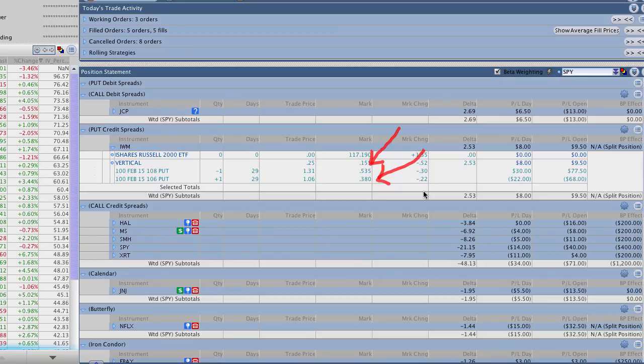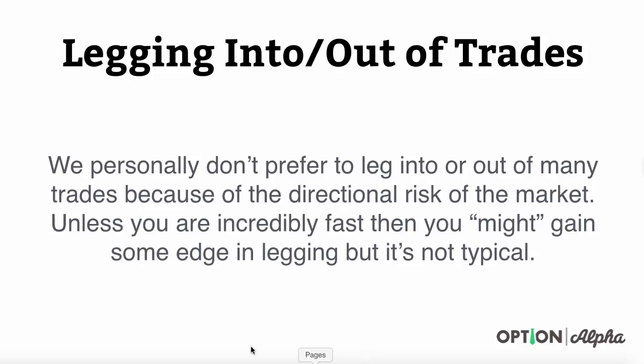And again, with this particular example, the risk is that we get out of the 108 puts and the 106 puts expire worthless. We lose an additional $38 on the trade here. And so it really doesn't make sense to be doing this side of the trade. So hopefully this video has been really helpful, again, just to go through the particulars of how to leg into or out of trades, and our opinion on whether or not you should do it with your trading.